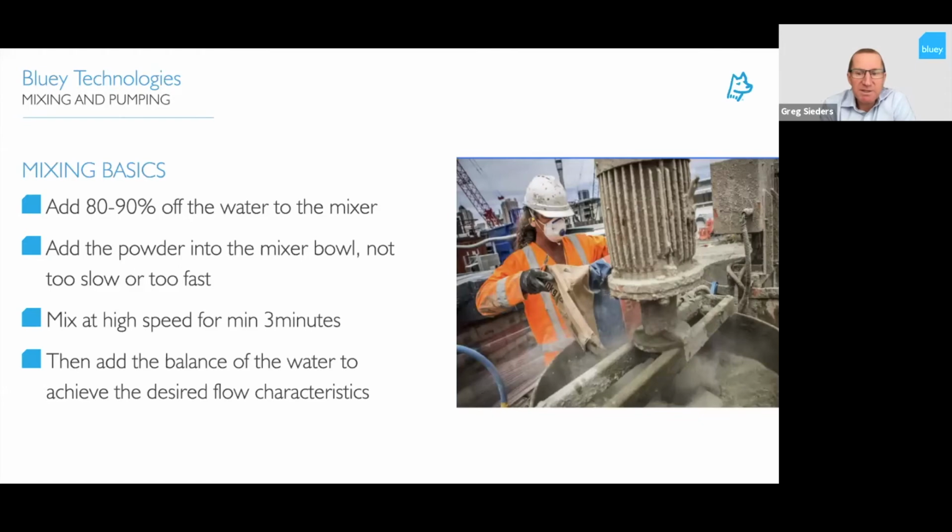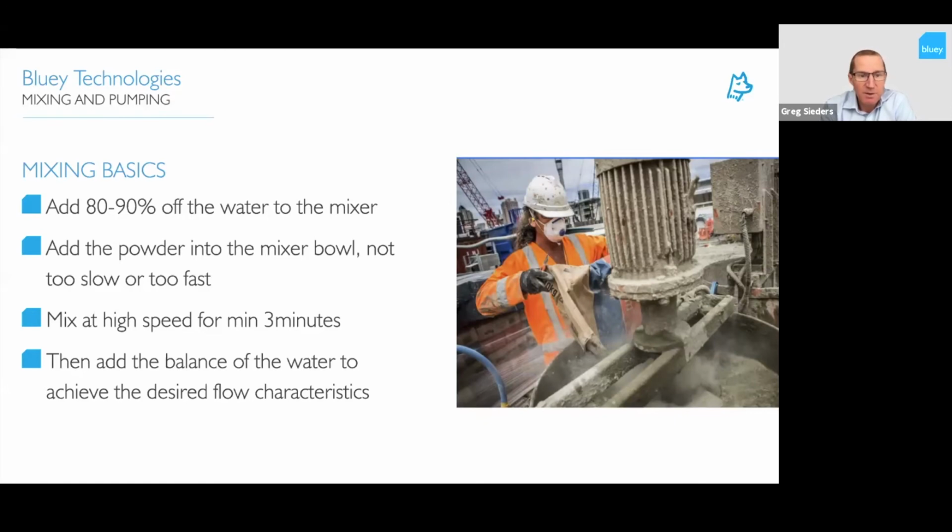So the best way of mixing a grout is adding 80 to 90% of the water first into the mixer. Don't add the full amount. If it's 4 litres a bag, don't add the full 4 litres. Add 3.5 litres a bag first so that you can add the balance in at the end. And then you're adding the powder in slowly to the bowl. Not too slow, not too fast. If you add it too slowly, it takes too long to mix and you're adding more heat into the process. If you go too fast, you can cause it not to mix properly, causing a build-up on the side of the mixer and so on.